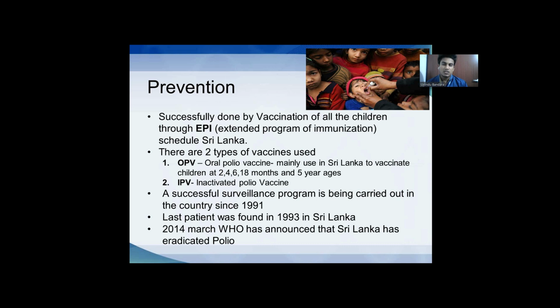Oral polio vaccine, or OPV, is used 99% of the time. We give OPV to children at 2 months, 4 months, 6 months, 8 months and 5 years of age. We also have a successful surveillance program from 1991 to detect any polio patients around the country. Since 1993, we haven't had a single patient of polio. In March 2014, WHO announced that Sri Lanka has eradicated polio.